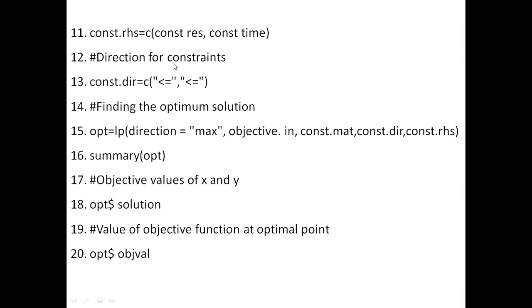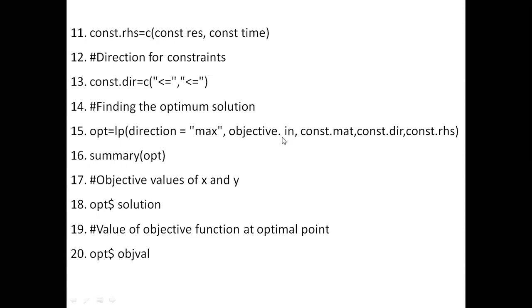Next one, the direction of the constraints. Generally the constraint direction for both the constraints, the resource and the time, is mostly a less than condition. So whatever nominal conditions we take, it is less than or equal to. Next, finding the optimal solution. What is the direction for the optimal solution? It is maximization. In our question it is clearly asked: maximization of the resource utilization, what is the maximum profit that you will be gaining upon manufacturing. That is the question being asked, so it is maximization of the objective function.